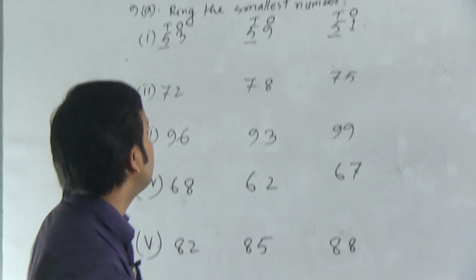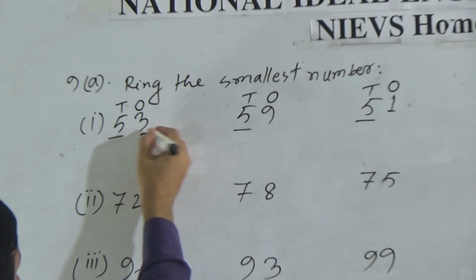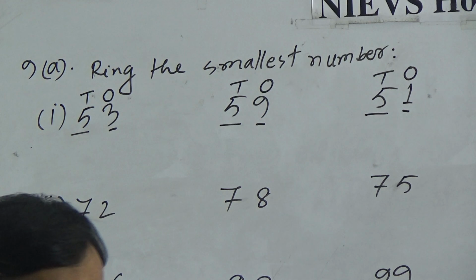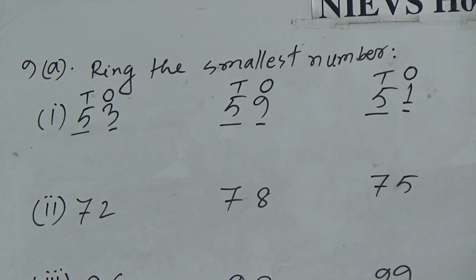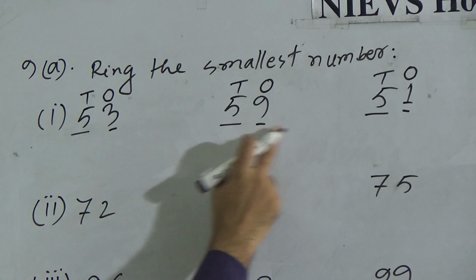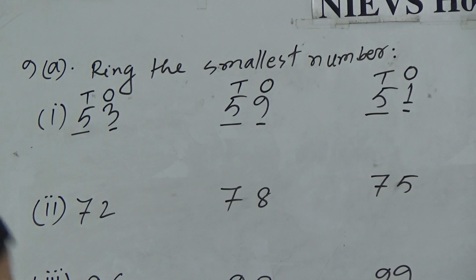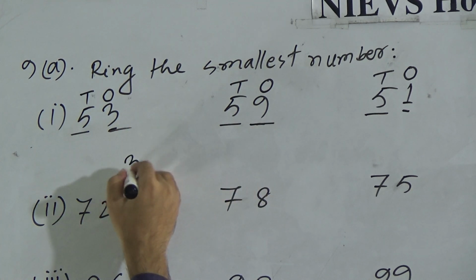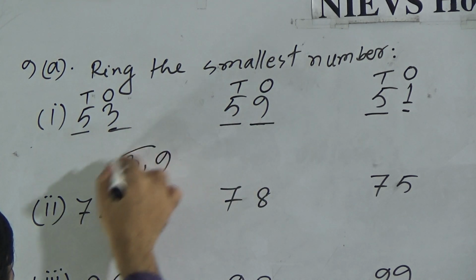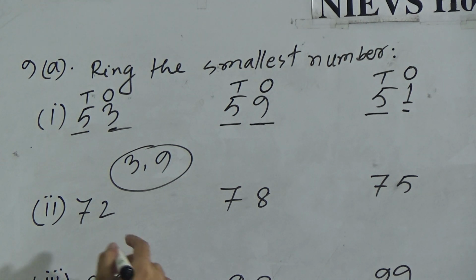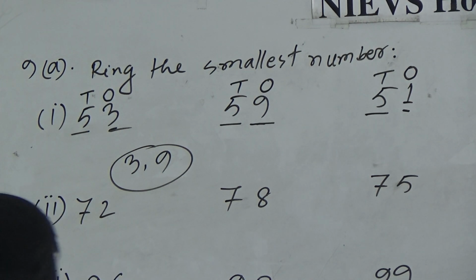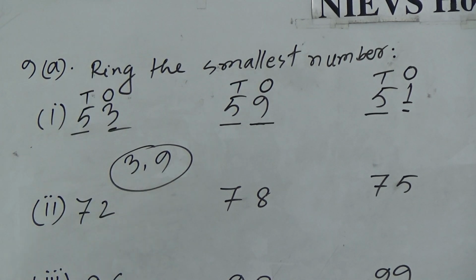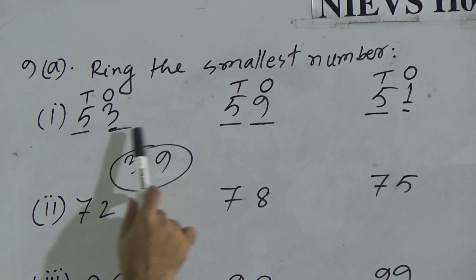Now, see the 1's place. Here 1's place is 3, here 1's place is 9, here 1's place is 1. So, we have to compare these 3 numbers, 3, 9 and 1. We can compare at first these 2, it means 3 and 9. At first, we will compare these 2. Which number will be the smallest? So, we have to compare these 2 at first.